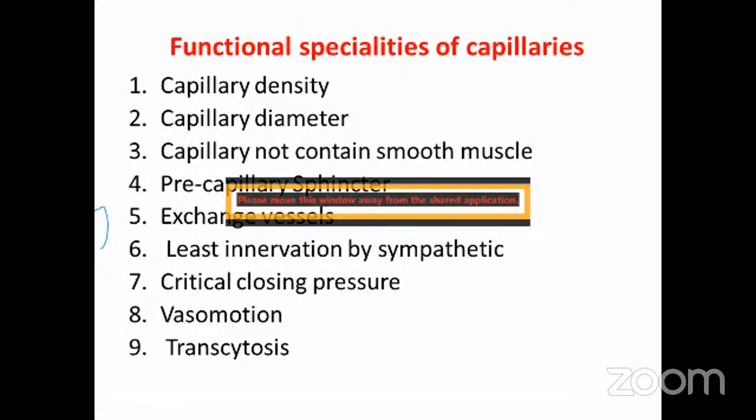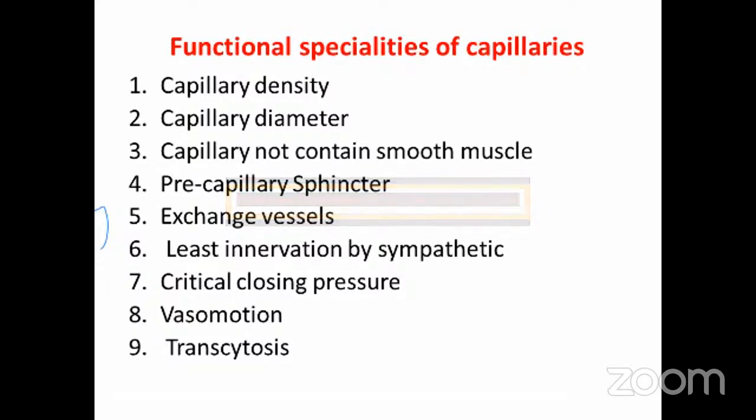Functional specialties of the capillaries: first is the capillary density, second is the capillary diameter. They do not contain smooth muscles, there is no lining of smooth muscle. Precapillary sphincters are present at the beginning of the capillary. These are also called exchange vessels. They have the least sympathetic innervation. There is a critical closing pressure, vasomotion, and transcytosis. We will see them one by one.